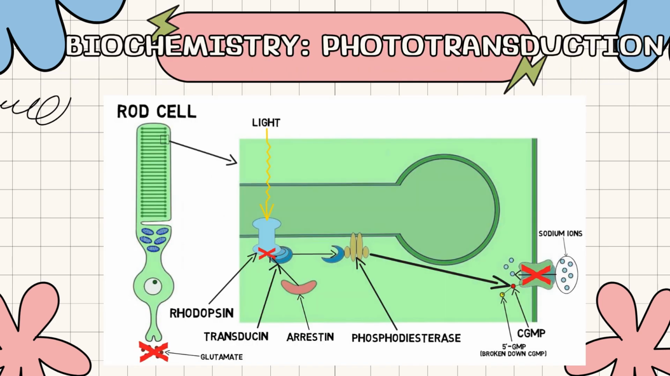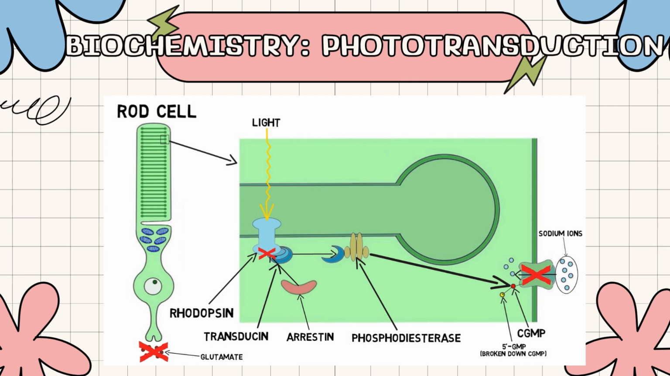Here, I'm going to use rod cell to explain the action potential through phototransduction. Phototransduction is a process where light energy is converted into electrical impulse in the retina. This process is pretty similar with the cone cell. To be clear, the visual pigment in rod cell is rhodopsin, while iodopsin for cone cell.